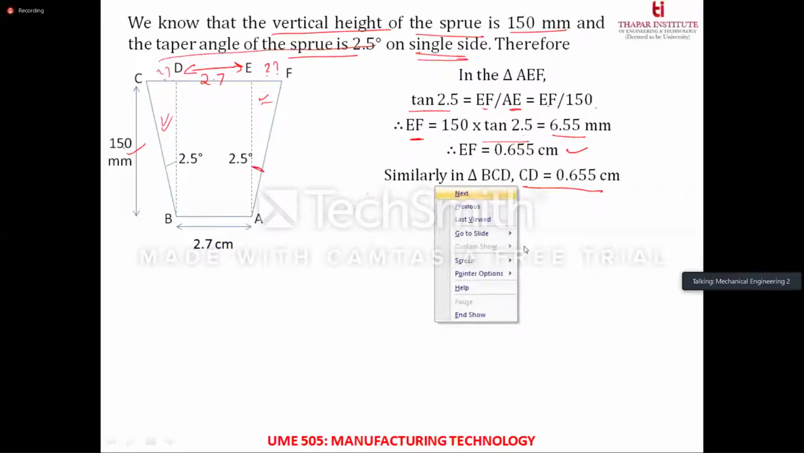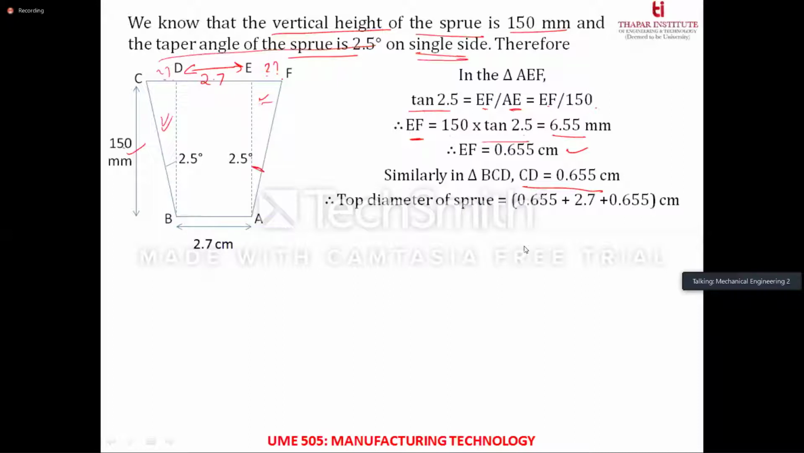Now the top diameter of the sprue, that is equal to CF, that is the total length, is equal to CD, 0.655, plus 2.7, that is DE, and then it is EF. So the total length of the top diameter of the sprue is equal to 4.01 centimeters. So we have found out the bottom diameter of the sprue, that was 2.7 centimeters. And what is the top diameter of the sprue? The top diameter of the sprue is 4.01 centimeters.